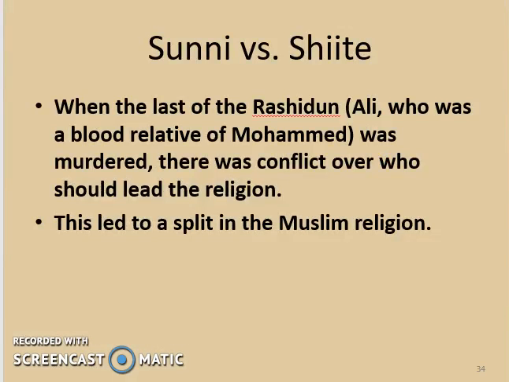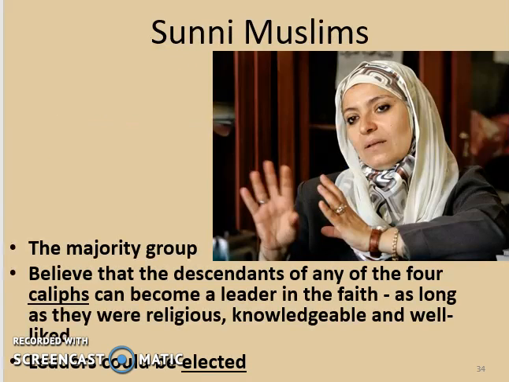There was a major split in Islam following the rightly guided caliphs. So when the last of the Rashidun, Ali, who was a blood relative of Muhammad, was murdered, there was conflict over who should lead the religion. These four rightly guided caliphs had ruled, and everyone had agreed that they were the ones to rule. Once the last of those four dies, Ali, there is a split in the religion over who should rule next. And that is a split that has continued all the way until today.